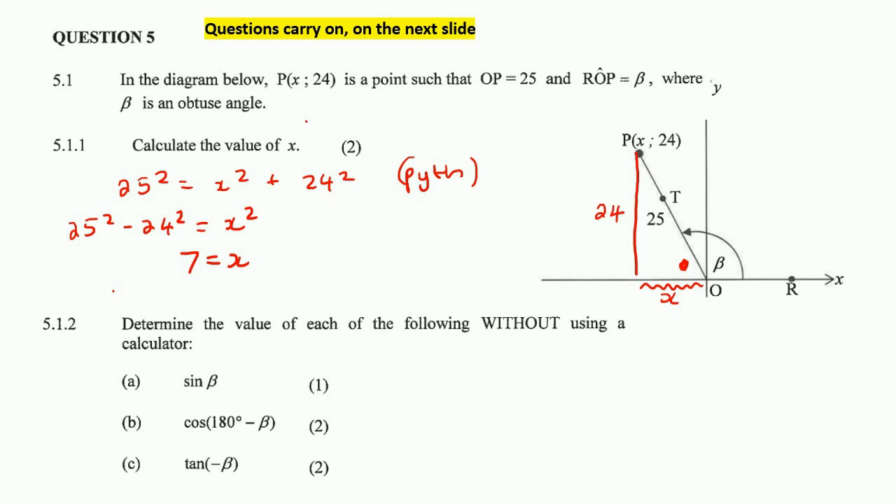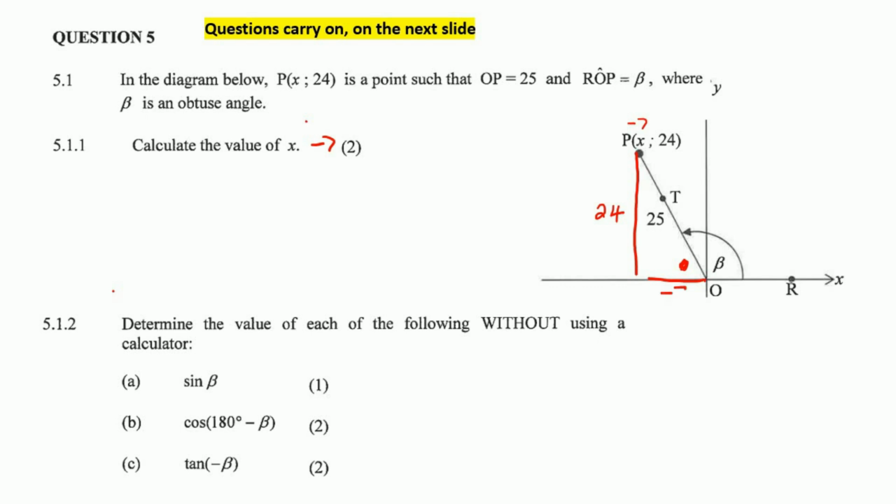Now, be careful. This length is 7, but because it's going in the negative direction, this X value here would actually be negative 7, right? Because it's in the negative, it's where X is negative. So the value of X is negative 7. So I'm just going to put in a negative 7 over there, just so we can remember that.